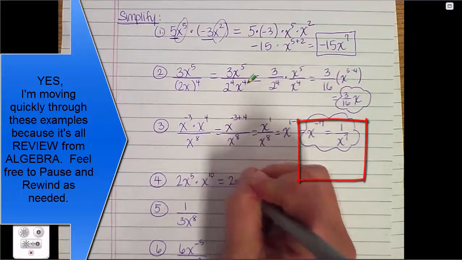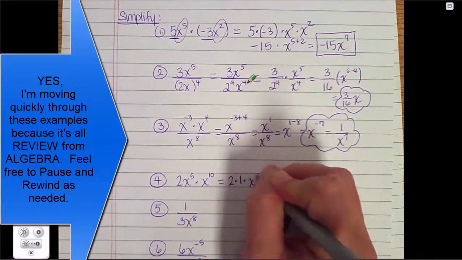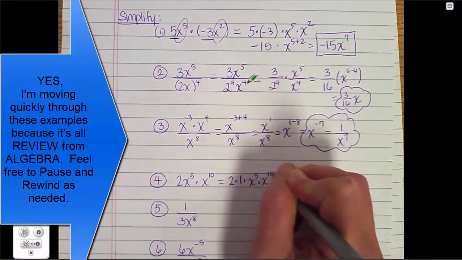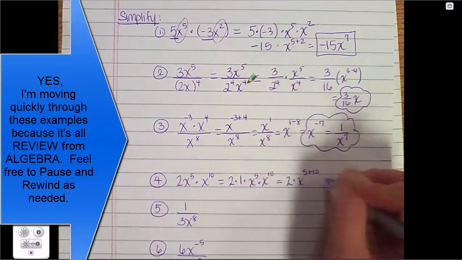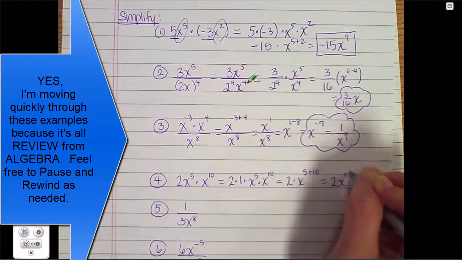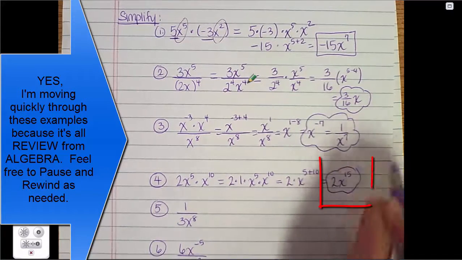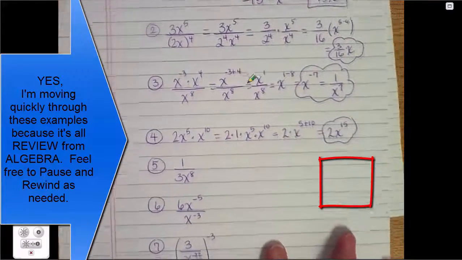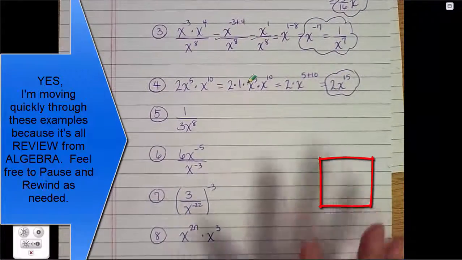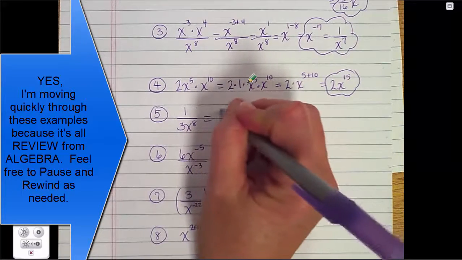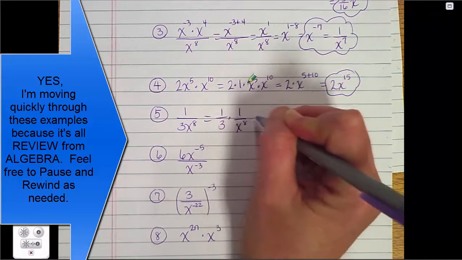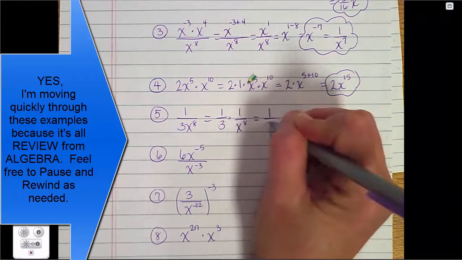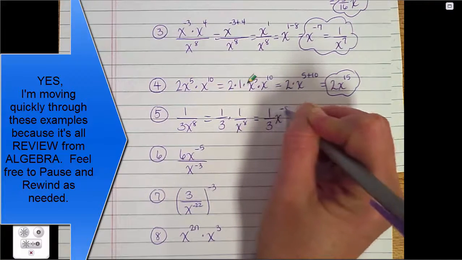In number 4, I have 2x to the 5th times x to the 10th, which is really 2 times 1, x to the 5th times x to the 10th, or 2 times x to the 5 plus 10, just 2x to the 15th. In number 5, I have 1 over 3x to the 8th, which is 1/3 times 1 over x to the 8th.